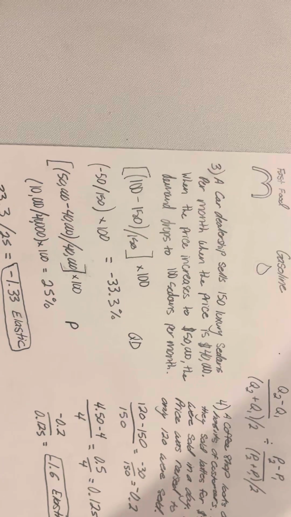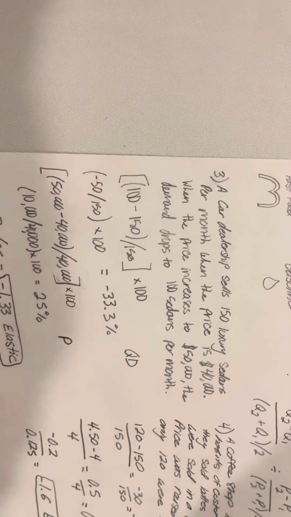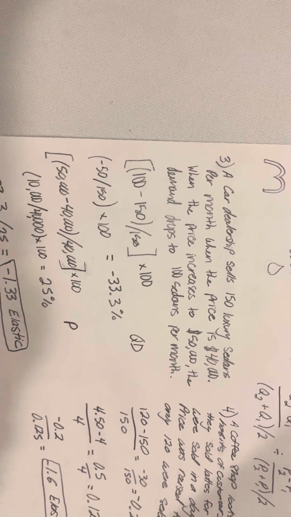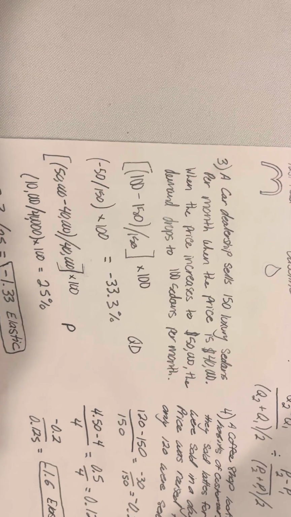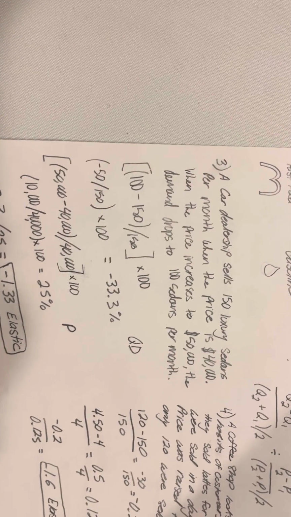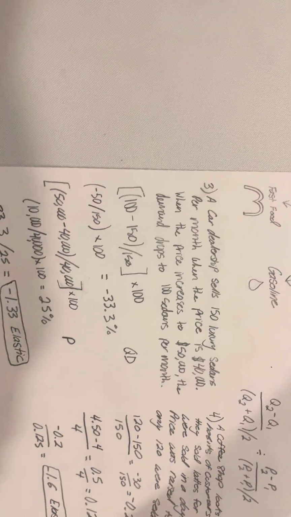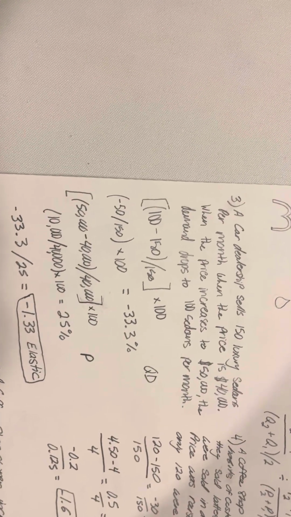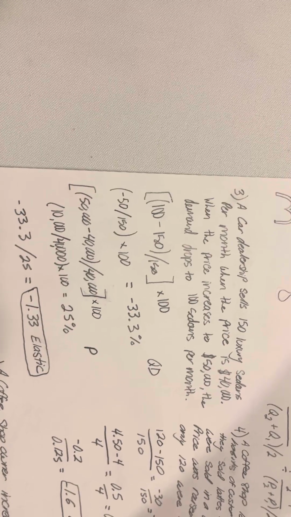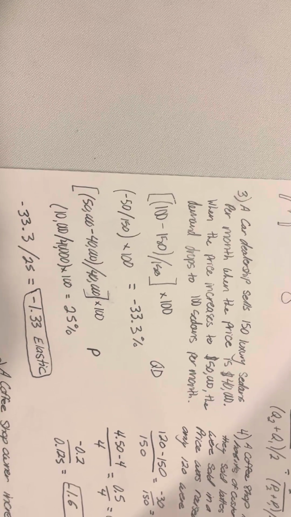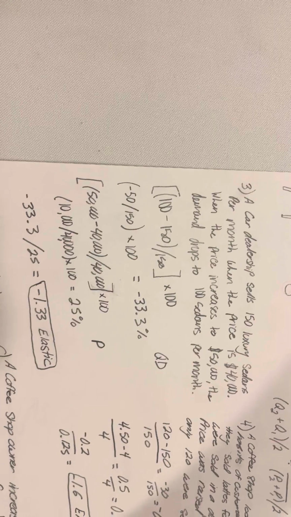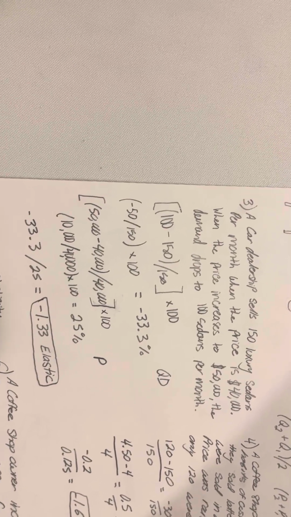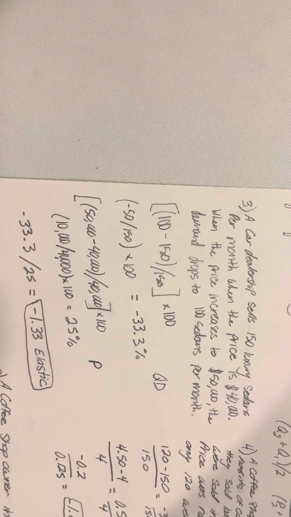So now let's talk about a real life problem here. A car dealership sells 150 luxury sedans per month when the price is $40,000. When the price increases to $50,000, the demand drops to 100 sedans a month. So let's do the math here. We're going to plug in our numbers. 100 minus 150 divided by 150 times 100, and then negative 50 over 150 times 100 gives us negative 33.3% for our quantity demanded. So our quantity demanded decreases by 33.3%.